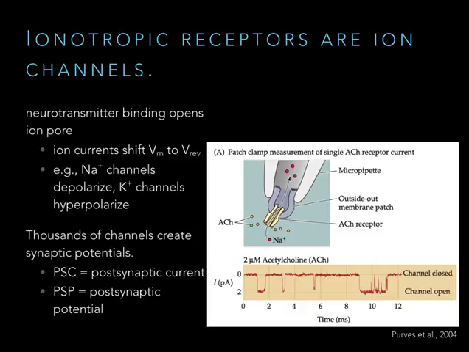What we can see here is the probabilistic opening of ion channels. So the experimental setup is shown in the top. What they've done is patch clamp recording, in this case outside out, so that the acetylcholine binding site is exposed. They add a little bit of acetylcholine. It binds to the receptor. It opens. Sodium flows into the pipette, and you can detect that current below.